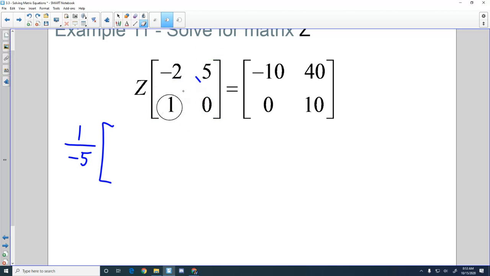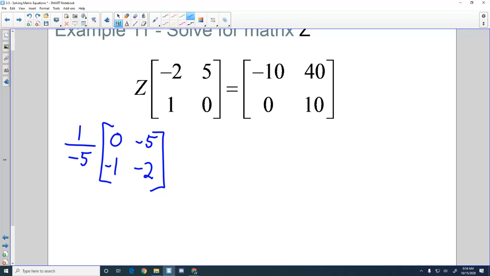Now we need to just do that little rearranging of the terms inside of this matrix. So the negative 2 and the 0 switch positions. The 5 and the 1 stay put, but you switch their signs. This is a negative 5. This is a negative 1. So this is the inverse matrix.